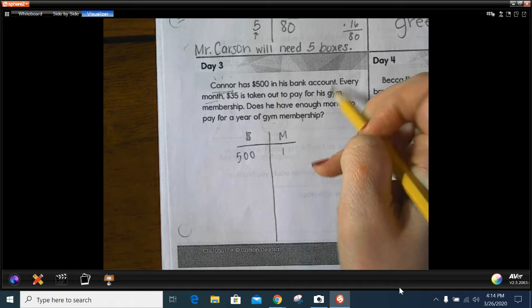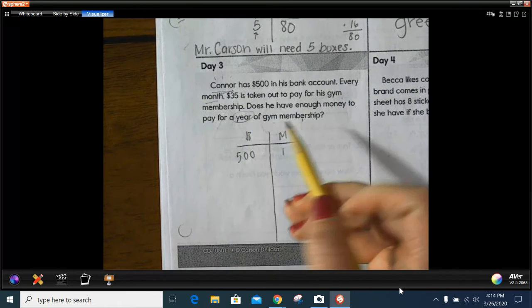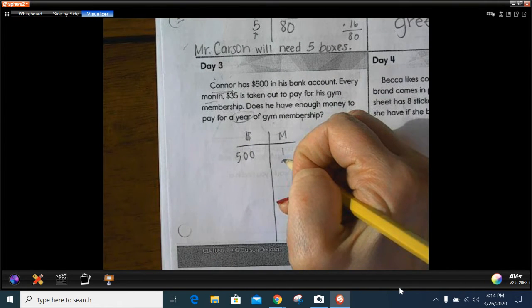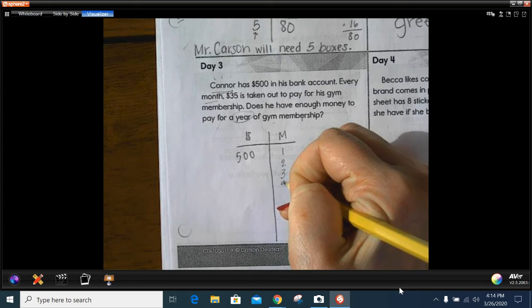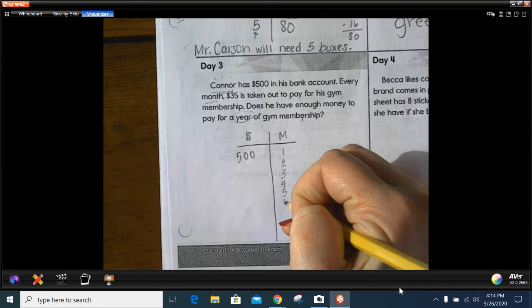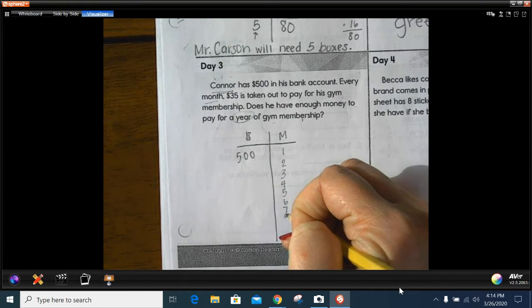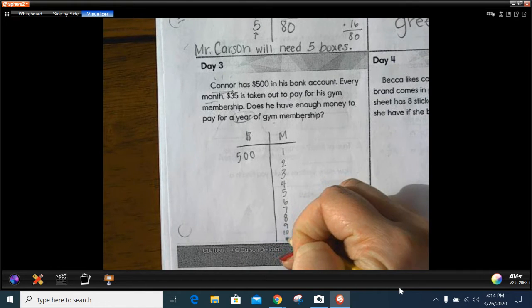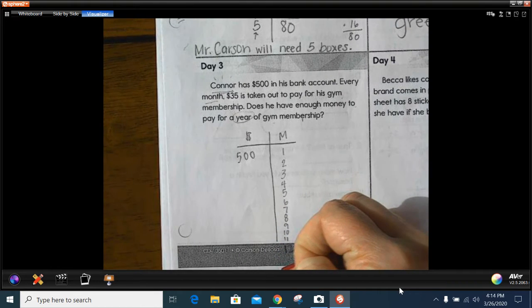Okay, so we want to talk about how much a year would be. There's many different ways to finish this, guys, but I'm just going to show you one way. So in a month, 6, 7, 8, 9, 10, 11, 12.